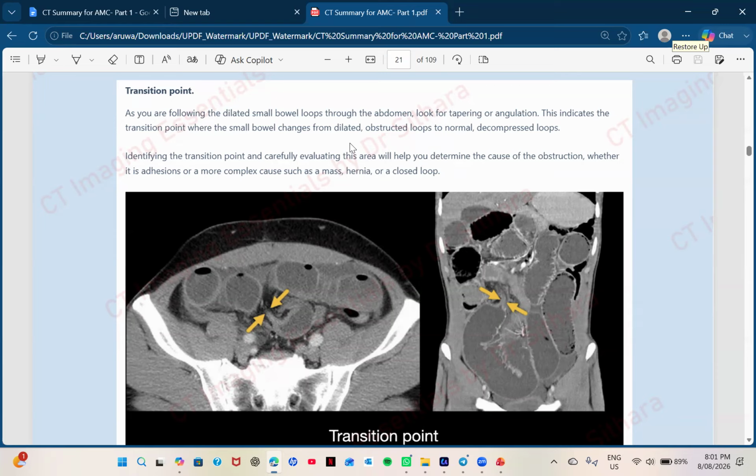So the transition point is the point where this obstruction started, right here. Can you see the transition point? Here is the transition point, the obstruction, right? Basically, the mechanical obstruction point.